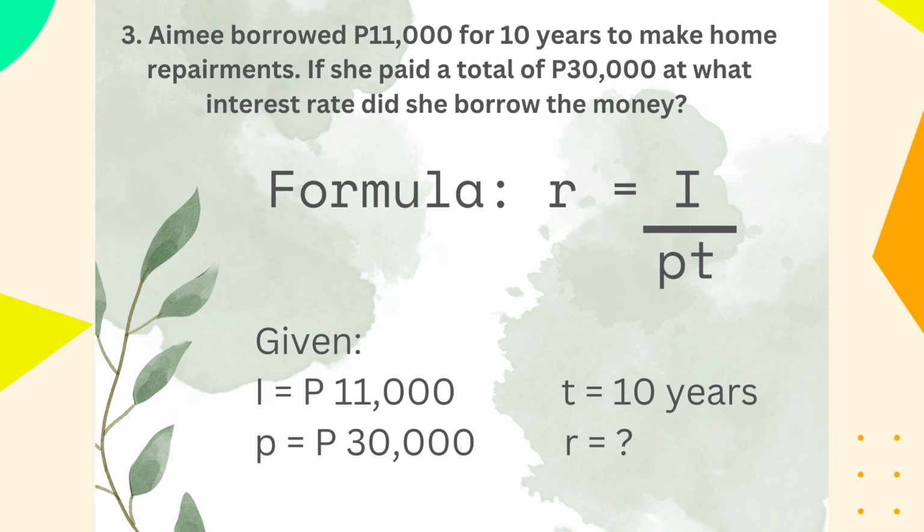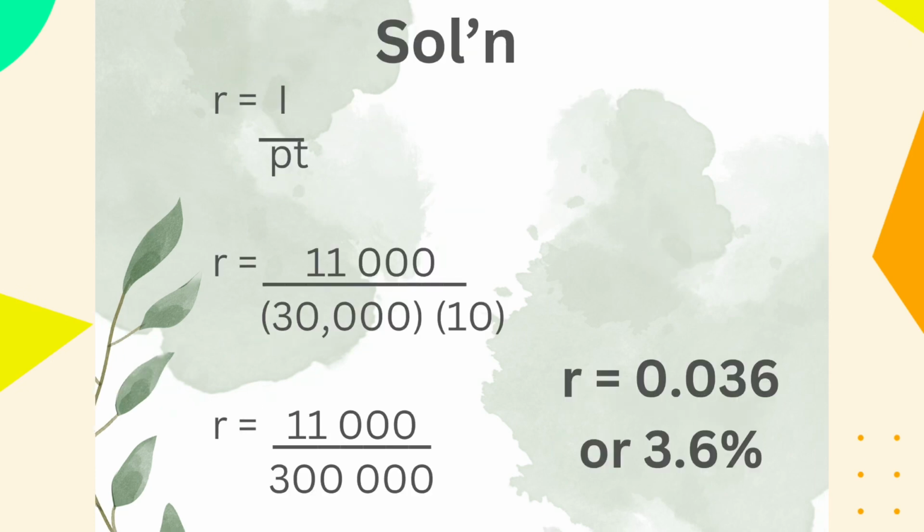Let's move on with our third problem. Amy borrowed 11,000 pesos for 10 years to make home repairs. If she paid a total of 30,000 pesos, at what interest rate did she borrow the money? The formula we will be using is rate equals interest over principal times time. The given is interest equals 11,000 pesos, the principal amount, which is 30,000 pesos, and the time, which is 10 years. We will be using the same steps again in solving this problem.